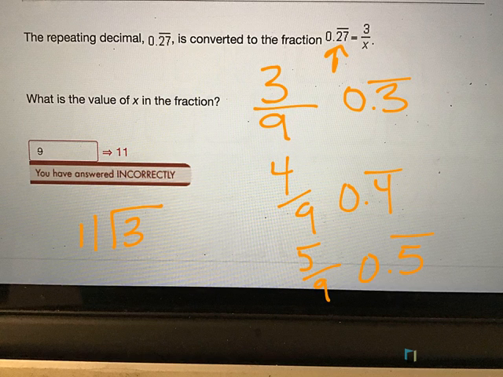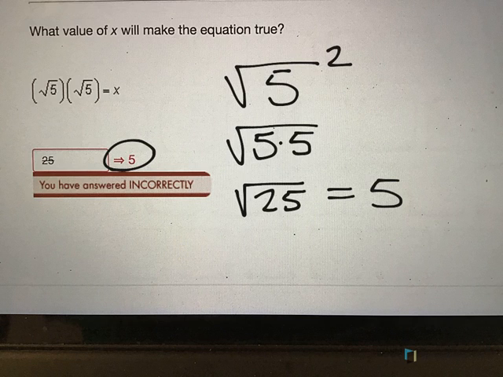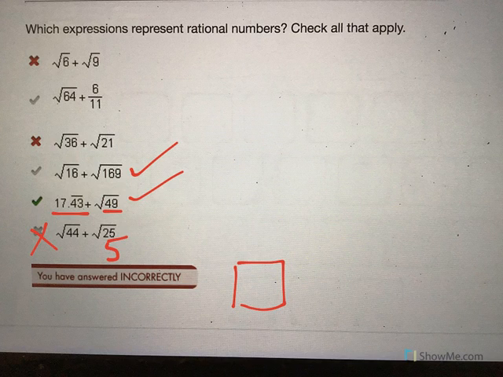All right, this one. Convert it to a fraction. Don't be afraid to, again, check your work with the calculator. On this problem, square root of 5 times square root of 5 ultimately is the same thing as square root of 5 squared, which means it's square root of 5 times 5, which is 25, and the square root of 25 is 5. On this one, we talked about rational numbers.